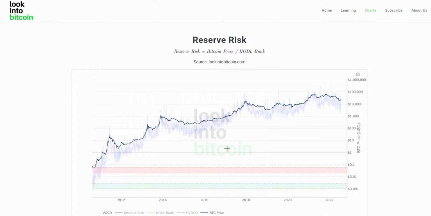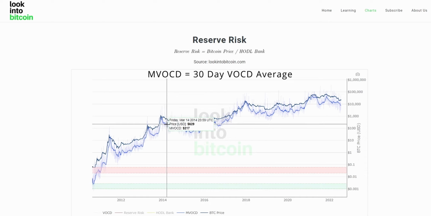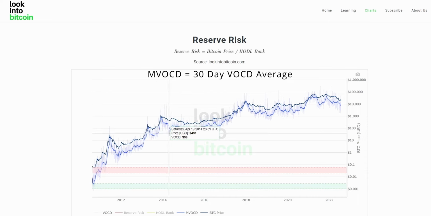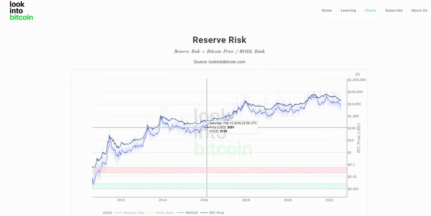So now that we understand the value of coin days destroyed metric, we can actually add in the MVOCD, which is just the median value of coin days destroyed value. Now this is just taking the previous 30 values of the value of coin days destroyed and averaging that out. It is just a 30-day moving average of this very jagged VOCD line, just to give us a smoother idea of what's happening.